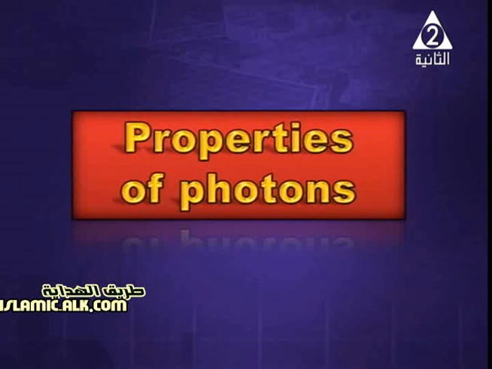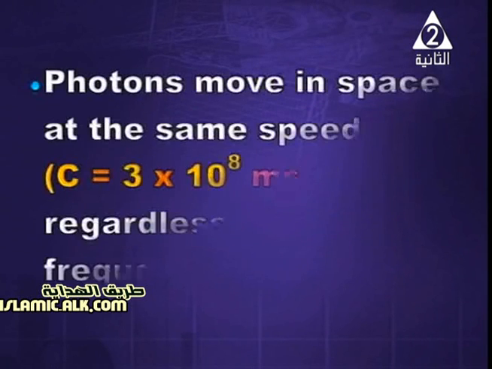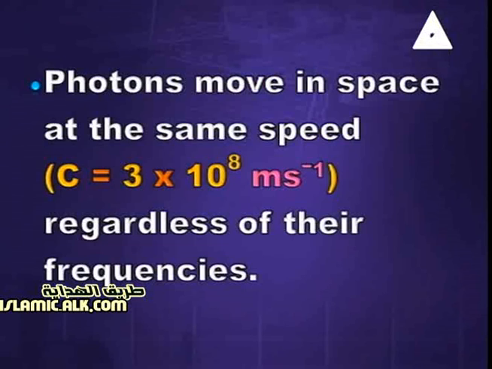And now talking about something very important: properties of the photons. Photons move in space at the same speed, which is the speed of light in space. It is 3 times 10 to the power of 8 meters per second. So all photons in space move with the same speed, regardless of their frequencies, regardless of their wavelengths. This was the first property: photons move in space with the same speed.